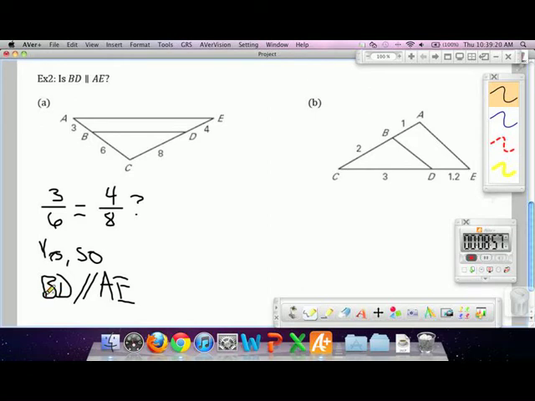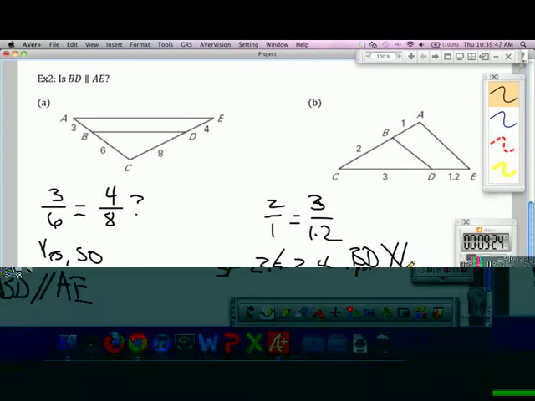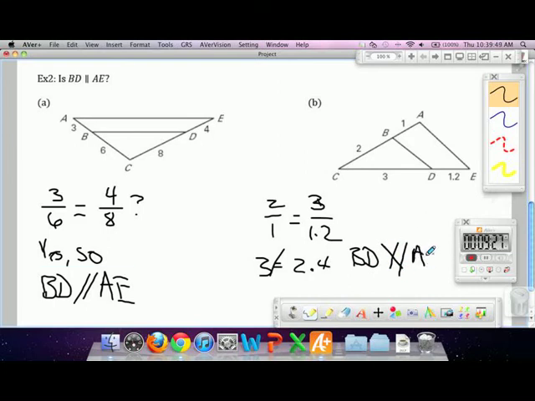You can play the same game. You can say like 2 to 1, 3 to 1.2. Are those equal ratios? One way you could check that, you could just cross multiply and see if you get equal things. 3 is not equal to 2.4. So then BD is not parallel to AE. That would be a claim.